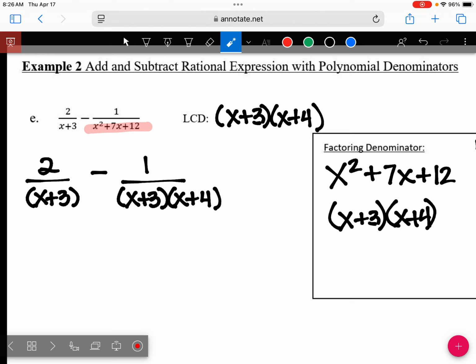So which one am I multiplying? Show me with your fingers. Fraction 1 or fraction 2? Yep, fraction 1. Fraction 1 is missing the x plus 4.